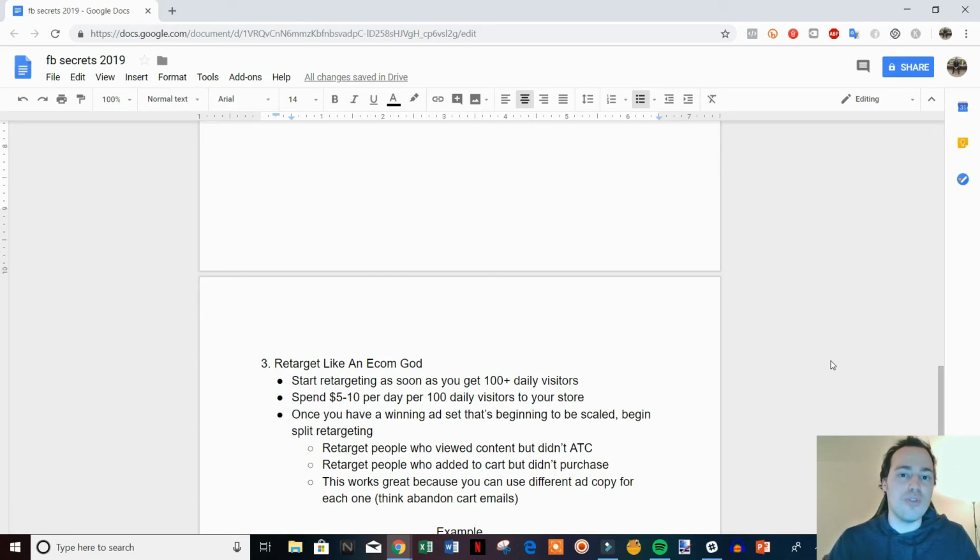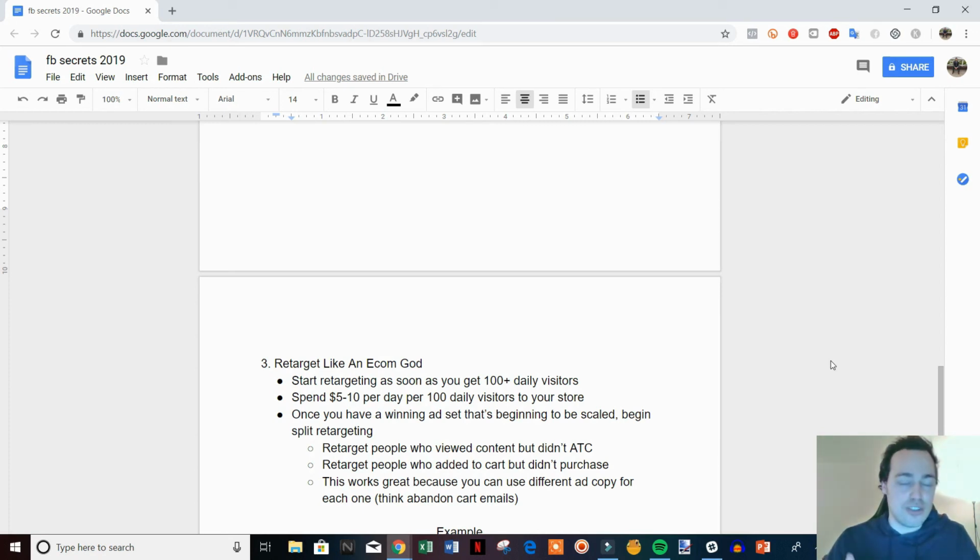So the first thing I wanted to go over is that you should start retargeting very early in your store's lifetime. So what you want to do is start retargeting as soon as you get around the point where you're getting about 100 daily visitors to your store. And at this point, what you can do is spend $5 to $10 per day per 100 daily visitors to your store. And I give the $5 to $10 range because sometimes retargeting just performs a little bit better with certain products in certain stores than others. So if your retargeting campaign is getting an insane return on ad spend, then maybe you want to go ahead and up the budget.